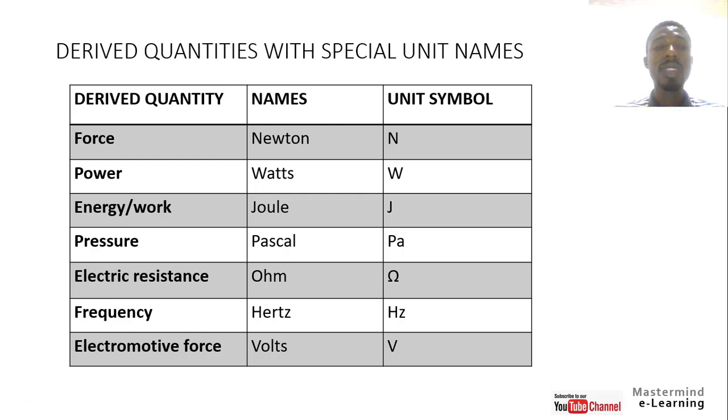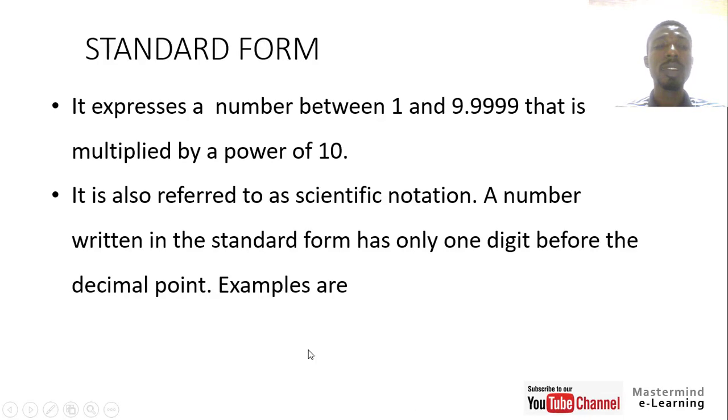Now there are those which have special unit names. Force is Newton. Newton represents kilogram meter per second squared. You have power, which is watts. You have energy, which is joule, pressure, Pascal, electric resistance, ohm, frequency, hertz, electromotive force, volt.